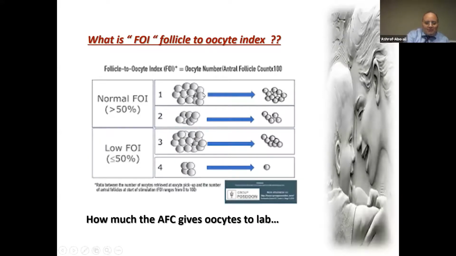So you see intrafollicular count, you give stimulation, you have enough oocytes from this intrafollicular count, so you stimulated well, you give good drugs, and the patient has good response. While this patient has 4 intrafollicular counts, if by the end of the day we have 1 oocyte in the lab, this is a bad FOI.